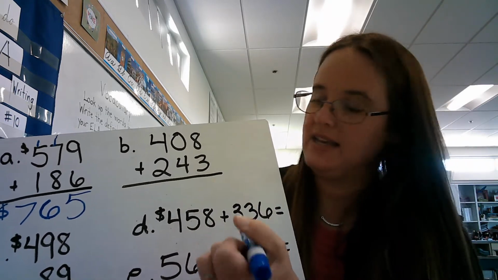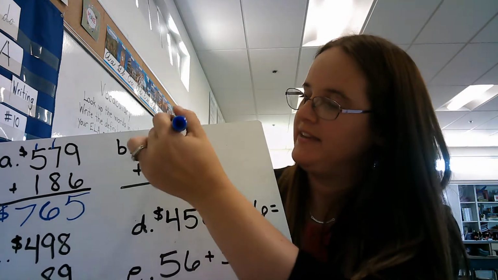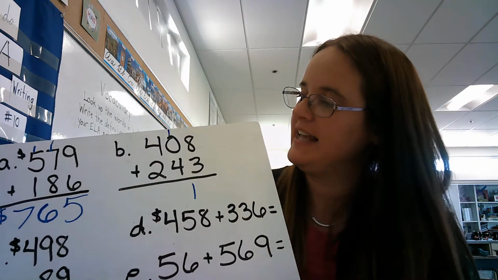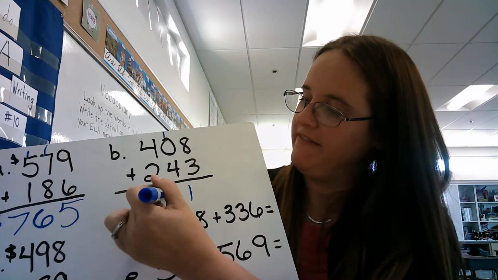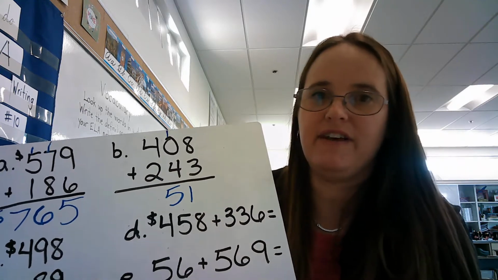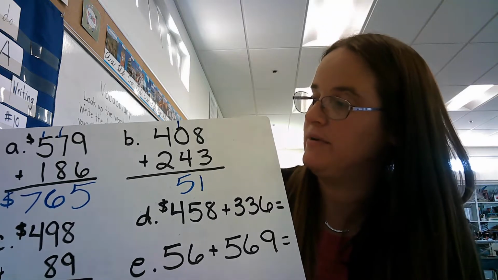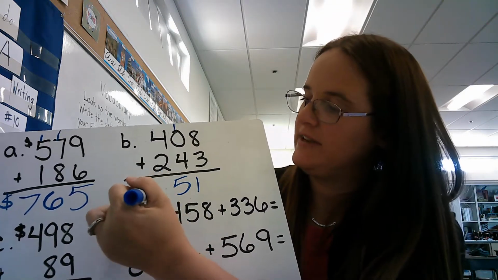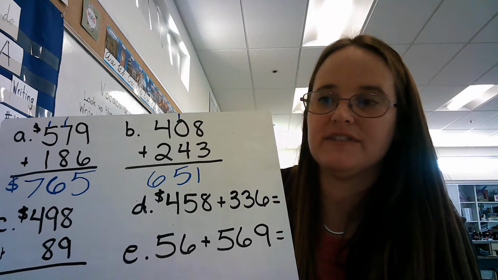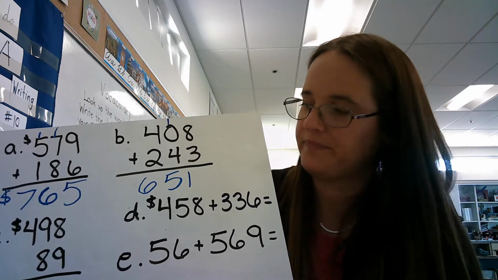Look at B, 408 plus 243. 8 plus 3 gives me 11. I am going to carry that 10 there. 4 plus 1, I have 5. I can't make a trade if I only have 5 tens. So I don't carry anything in this example. 4 plus 2 gives me 6 for an answer of 651.